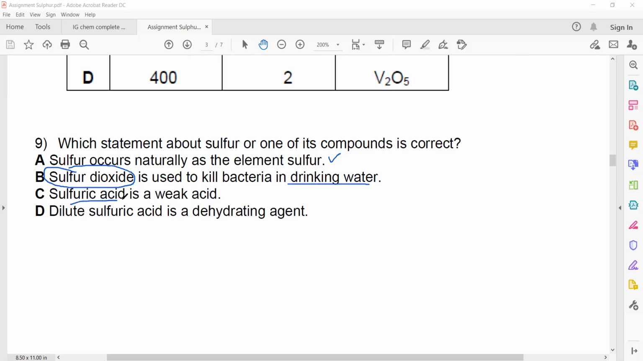Sulfuric acid is a weak acid. That's wrong. It is a strong acid with a pH 0, 1 or 2. Dilute sulfuric acid is a dehydrating agent, not dilute. That should be concentrated. So these statements are wrong. The only correct statement is A. Is it clear why A is the right answer?